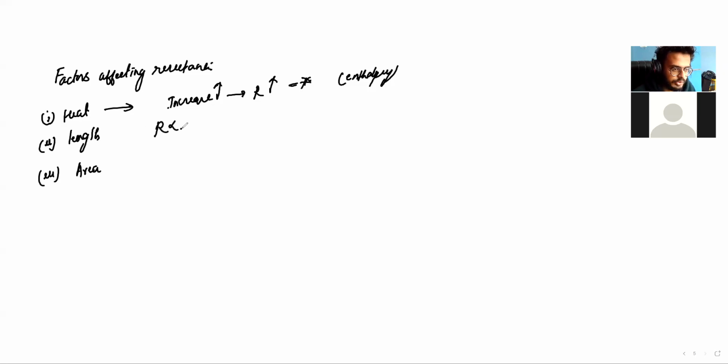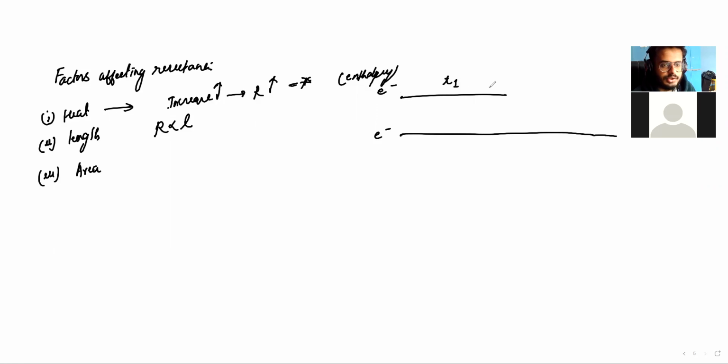Resistance is directly proportional to length. If you increase the length, it will increase the resistance, because it is very simple if you try to understand this. So I want to move an electron from here to here and here to here. If this takes T1 time to reach, the electron takes T1 time to reach here to here, and this takes T2 time, which one will be greater? Obviously T2 will be greater, right? Because T2 is a longer wire.